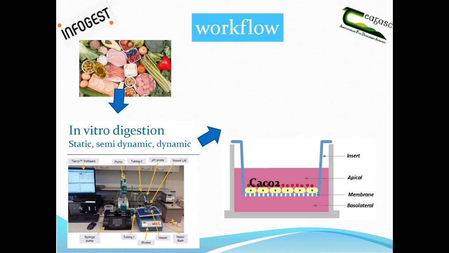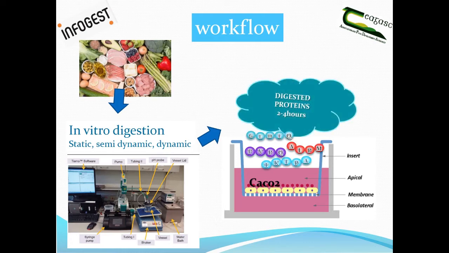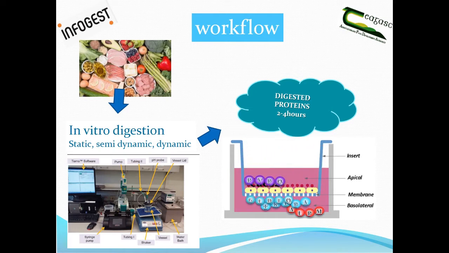In parallel, you grow your CACO2 HT29 co-cultures in these transwell plates. You allow them to differentiate for 21 days. You check your tight junction formation by your TER values, making sure it's greater than 500 ohms centimeter squared. Then you apply your digesta for 2 to 4 hours to the apical side, and you collect the basolateral and look for the food components that were permeable across this monolayer.